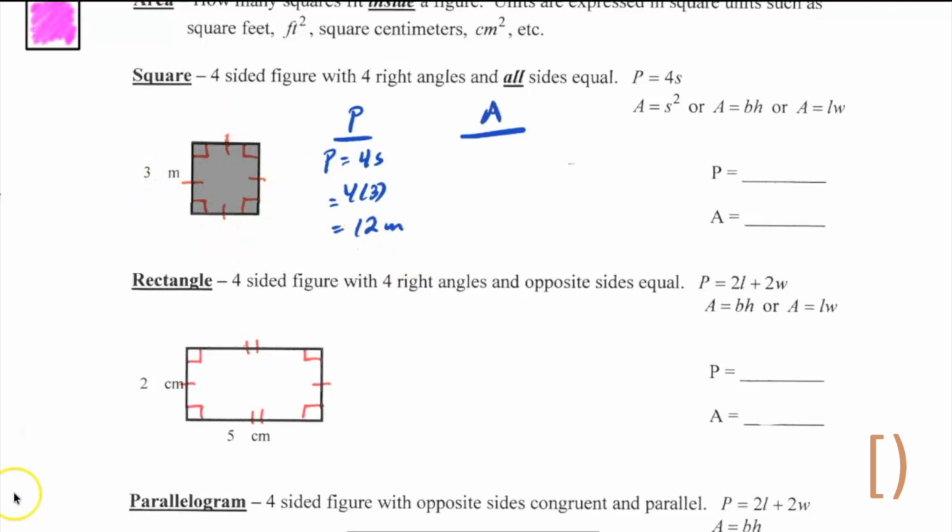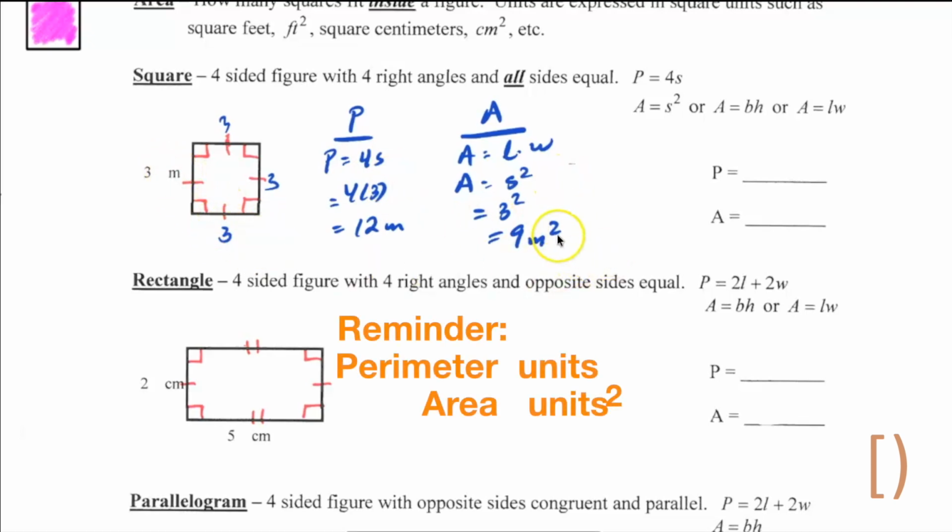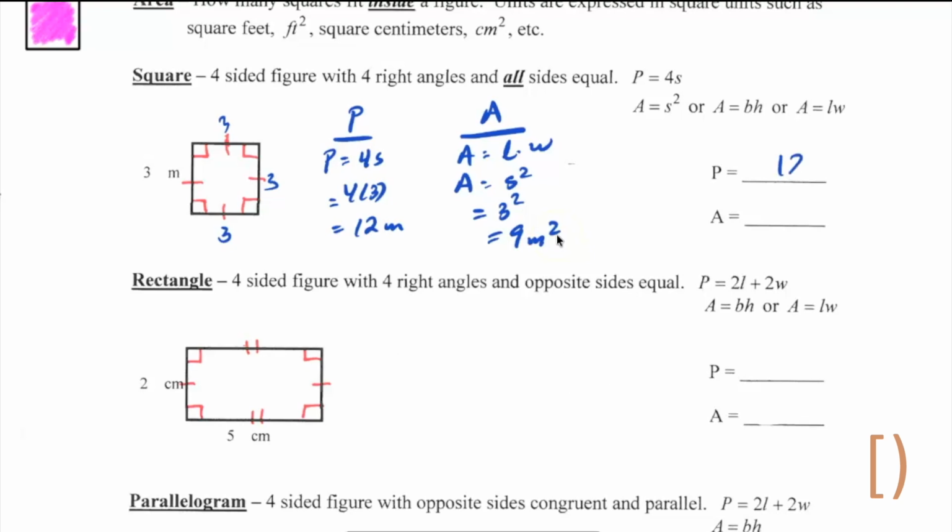Now, if you want the area of any parallelogram, it's base times height or length times width. So in this case, it'd be 3 and 3, because they're all 3. Or if you want the special square formula, it's just s squared, because it's just going to be the number squared, right? Side times side. So in this case, we get 3 squared, which is 9 meters squared. Again, in this case, the units are squared because you're doing 3 meters times 3 meters. Meters times meters is meters squared. So perimeter was 12 meters. Area was 9 meters squared.